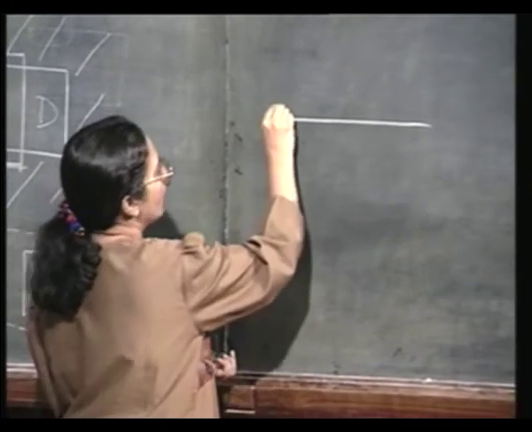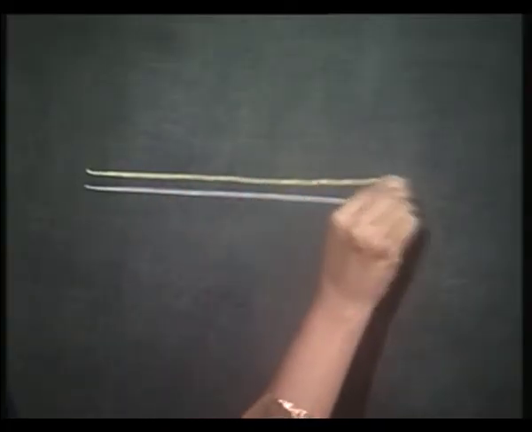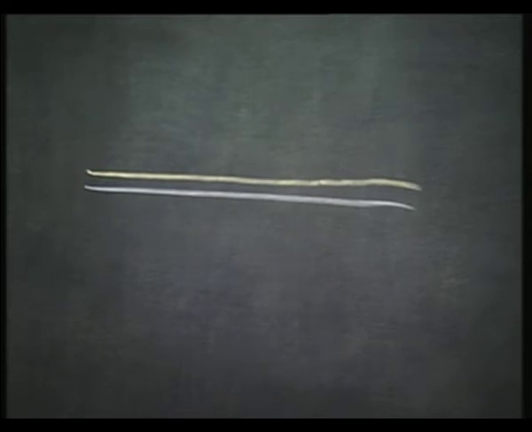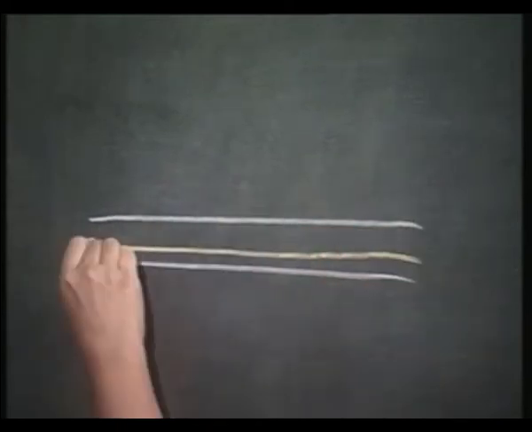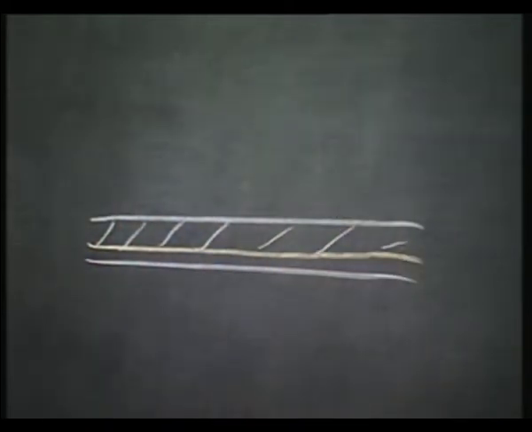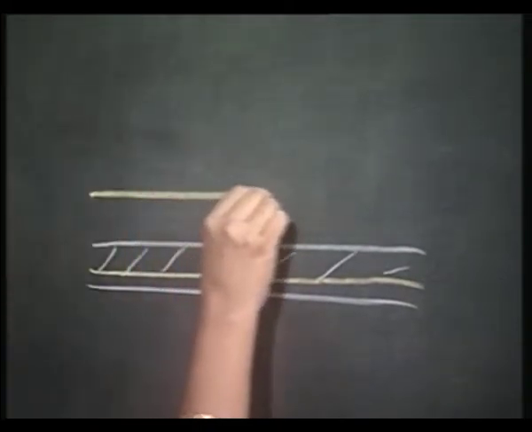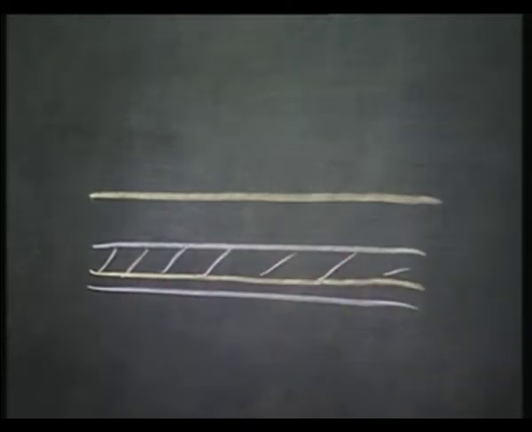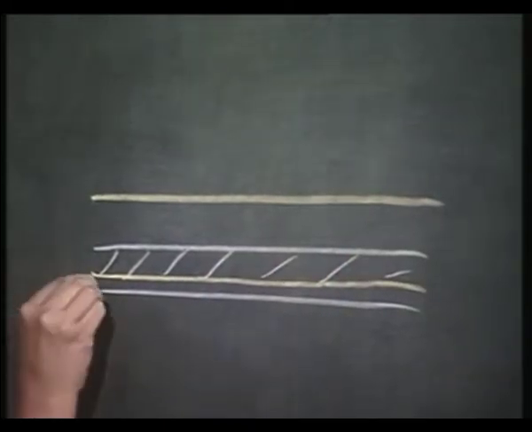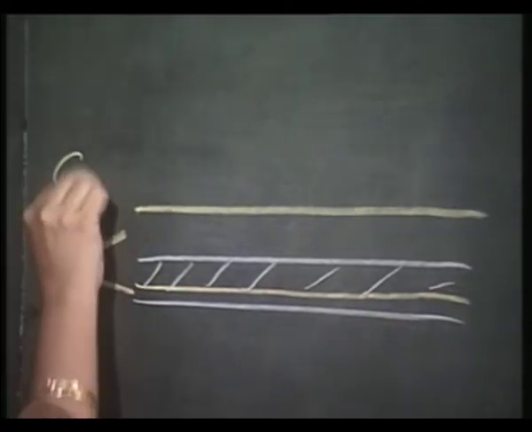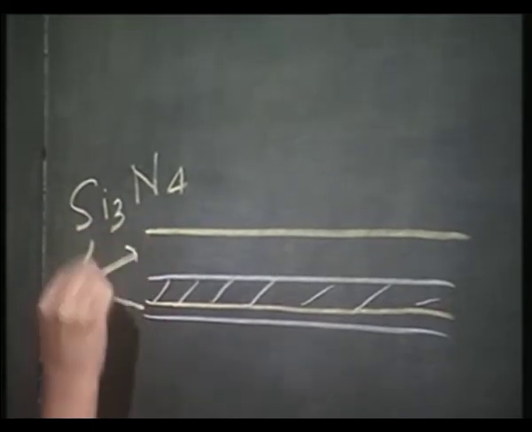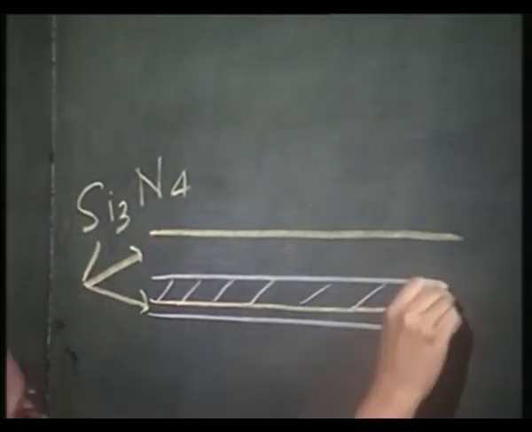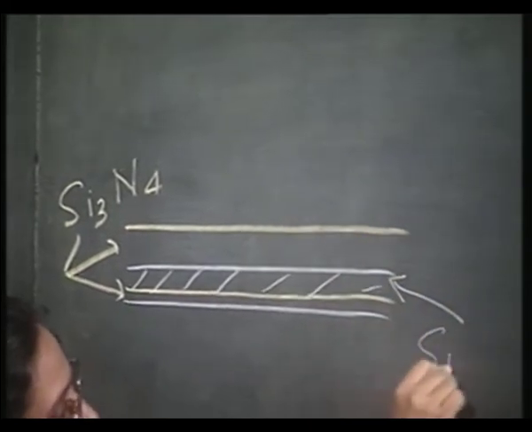First step, you have thin silicon nitride, about 100 to 150 angstrom of silicon nitride. Then you put a slightly thicker, about 200 angstrom of silicon dioxide, and then you put your regular 1000 or 1500 angstrom of silicon nitride. Okay. So, this and this is silicon nitride, and this is silicon dioxide.